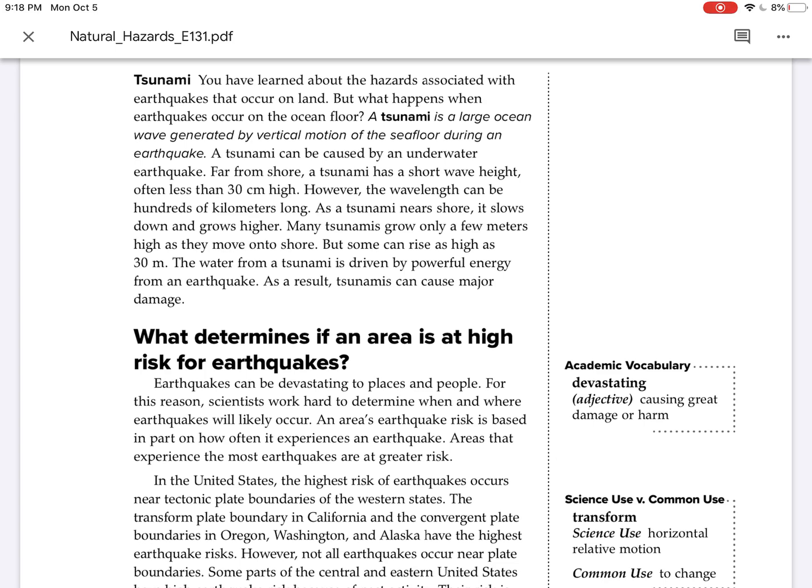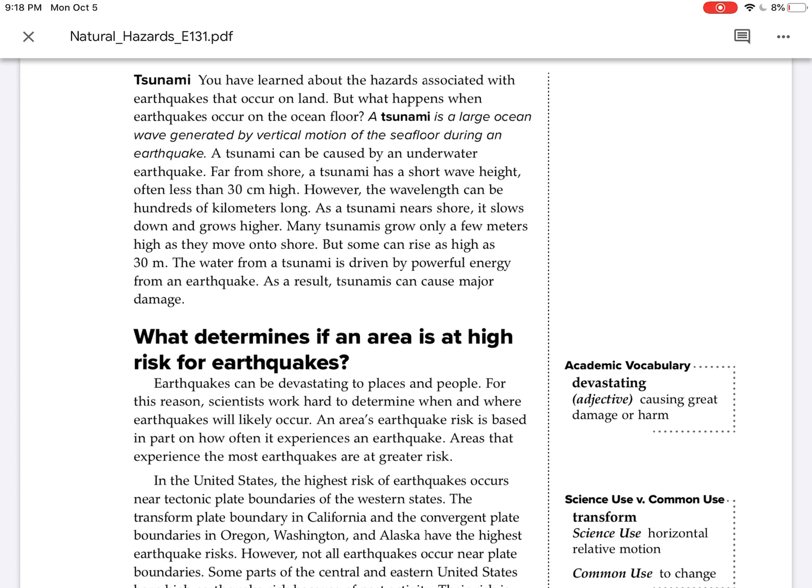Tsunami. You have learned about hazards associated with earthquakes that occur on land. What happens when earthquakes occur in the ocean? A tsunami is a large ocean wave generated by vertical motion of the seafloor during an earthquake. A tsunami can be caused by an underwater earthquake.